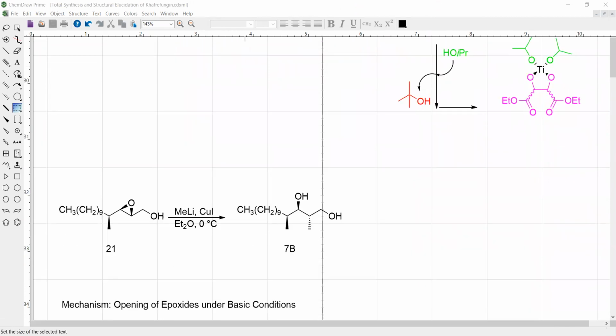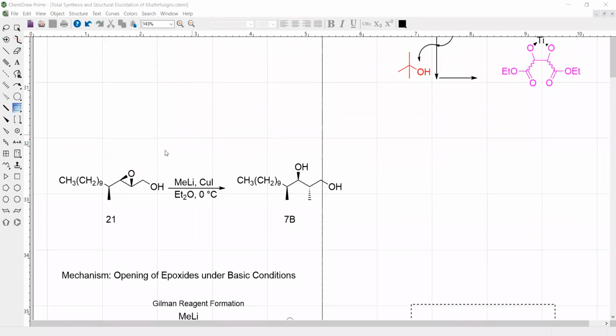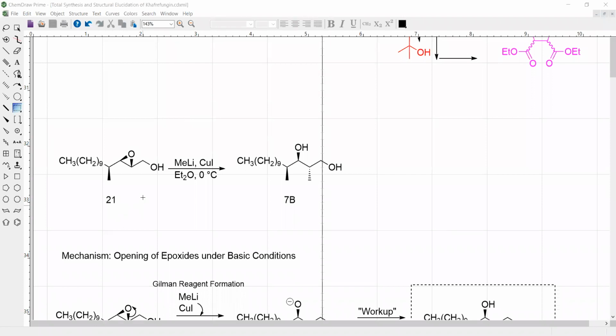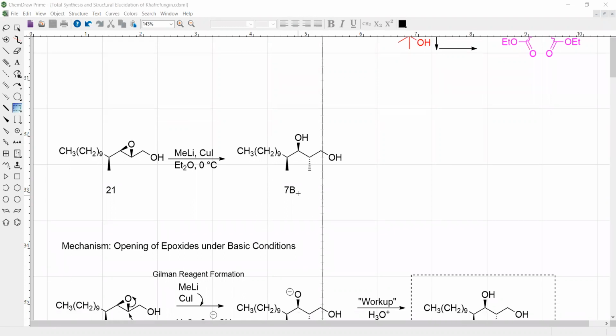Moving on, we have our compound 21 we just generated, and we're reacting it with methyl lithium copper iodide ether at 0 degrees Celsius, and we make 7B. As you can see, we are opening our epoxide, and we're adding a methyl group here.